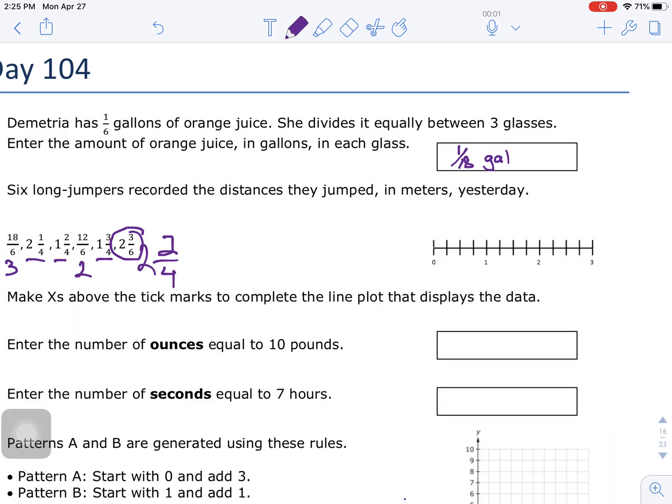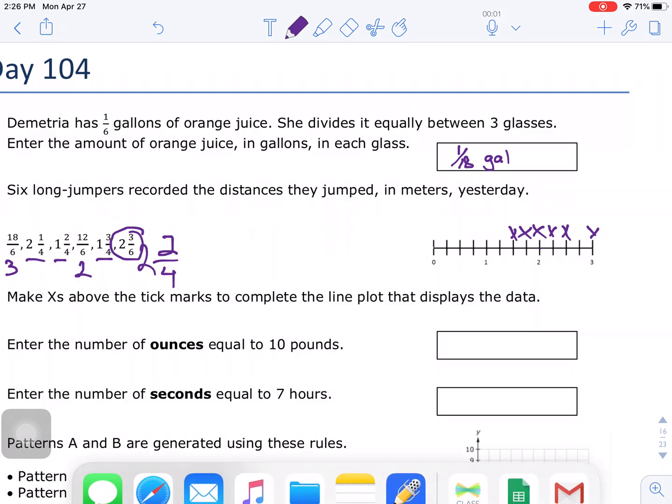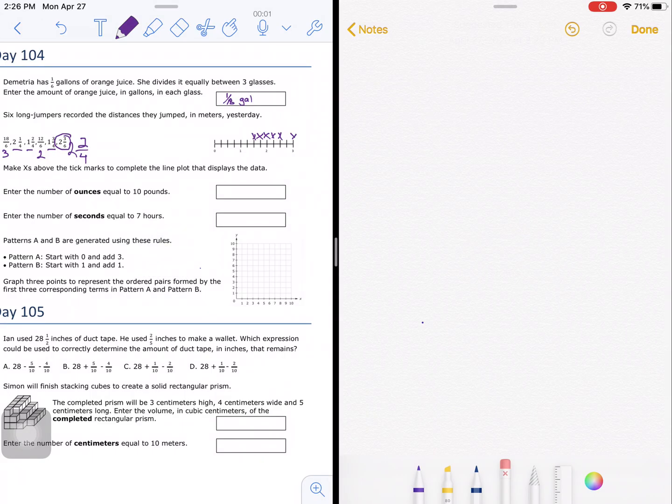So now let's go ahead and record our data. So we have 1 at 3. We have 1 at 2 1/4. We have 1 at 1 2/4. We have 1 at 2. We have 1 at 1 3/4. And we have the final at 2 2/4, which is the same as 2.5. So the important thing to remember here, again, when we're dealing with fractions, we want to get them all into the same size piece. So that will help us. And in this case, we needed to get them all into fourths because our line plot was in fourths.